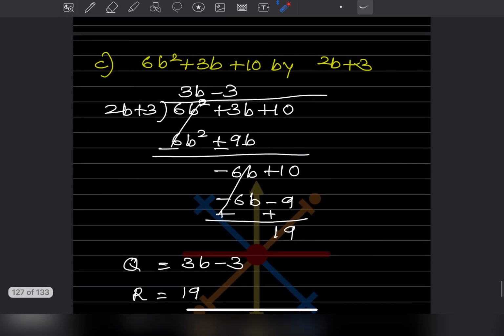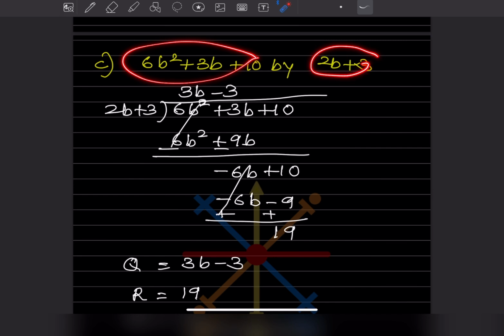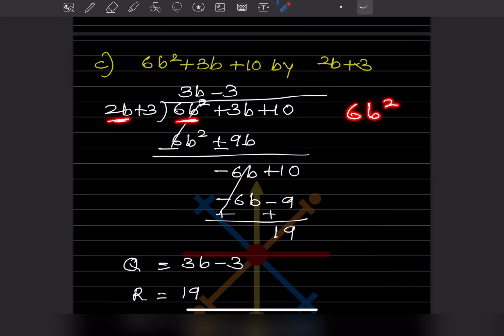Now here, this is divided by this one. So this is divided by this. Now look at the first term of both. So 6b square divided by 2b. 2 ones are 2, 2 threes are 6, and this b gets cancelled. This will be 1. So b1. So 3b.